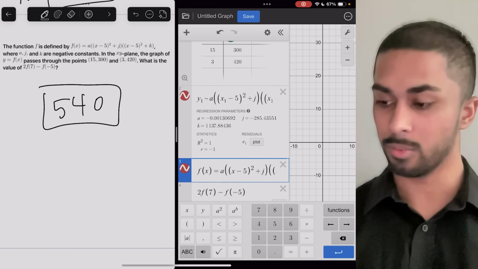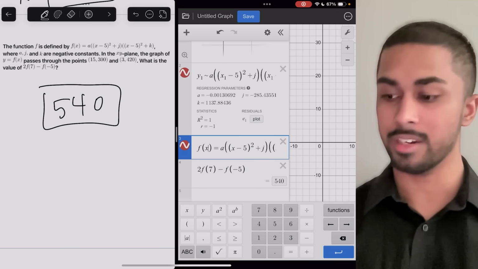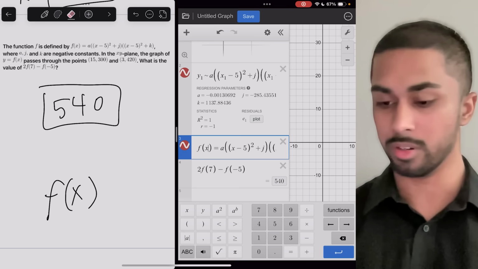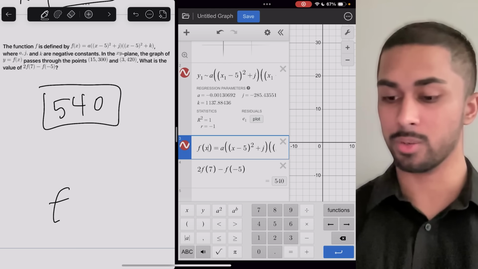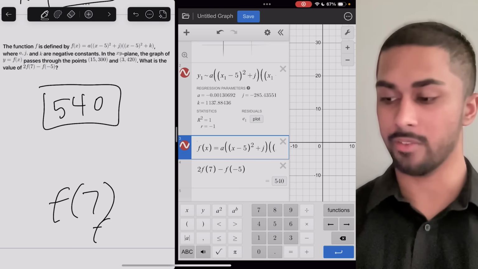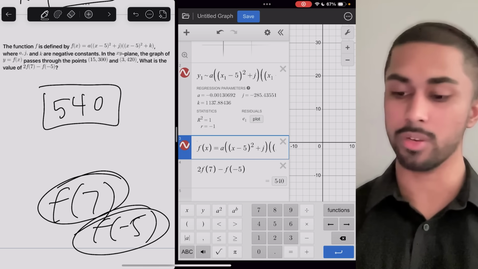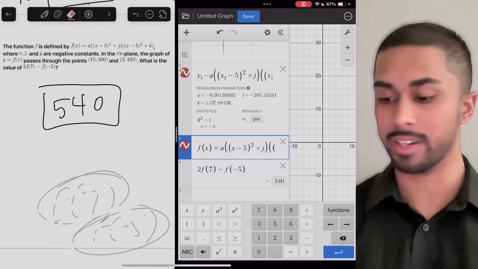And then writing the equation one more time, defining it as f of x is important. You define it as f of x, so then you can do f of 7 and f of negative 5. Otherwise, Desmos doesn't know what you mean when you say f of 7. Like, what is f of x?